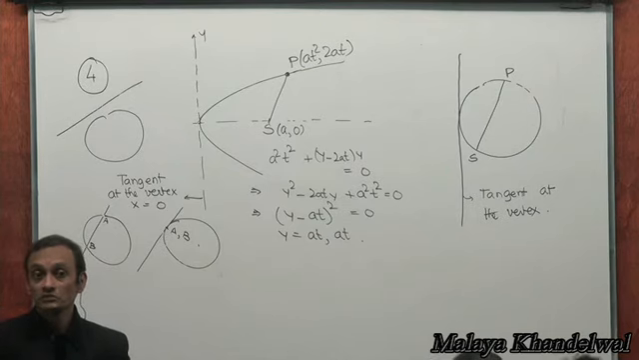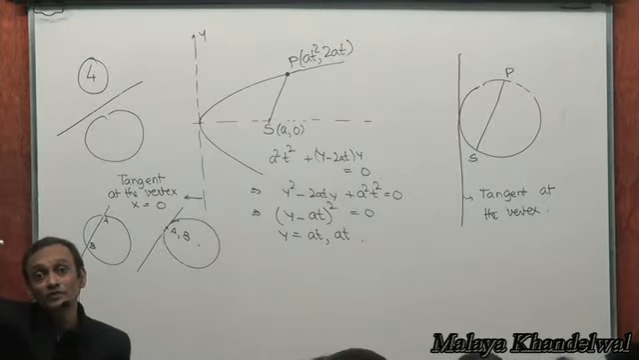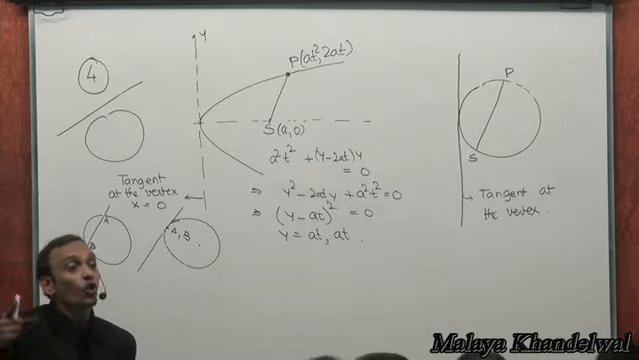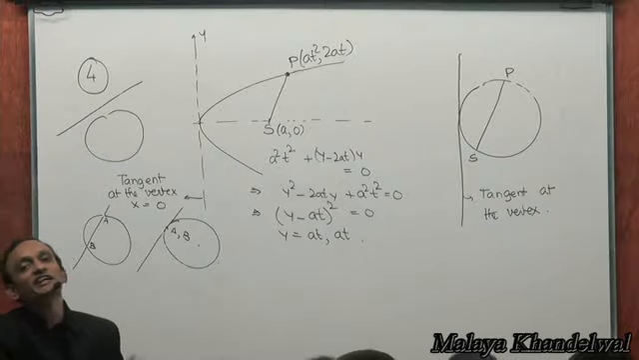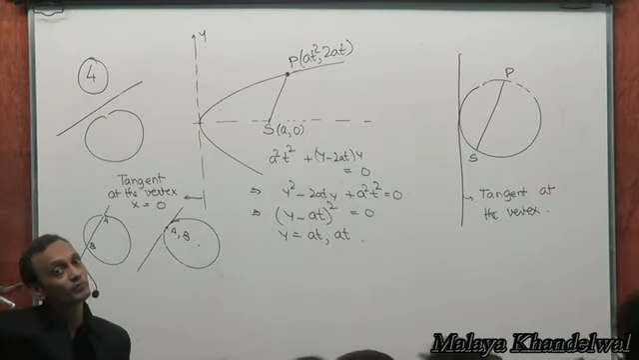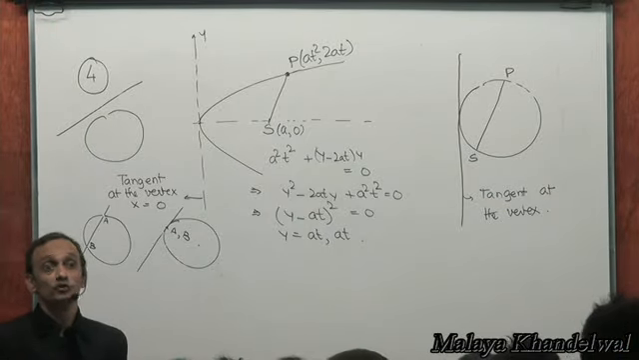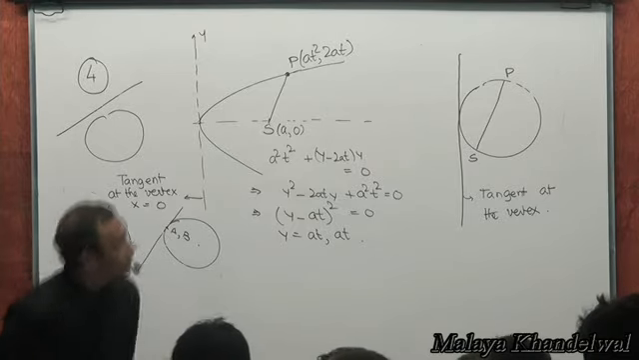So if there is any focal radius, and you draw a circle with that as the diameter, then that circle will always touch the tangent at the vertex of the parabola. Useful property.